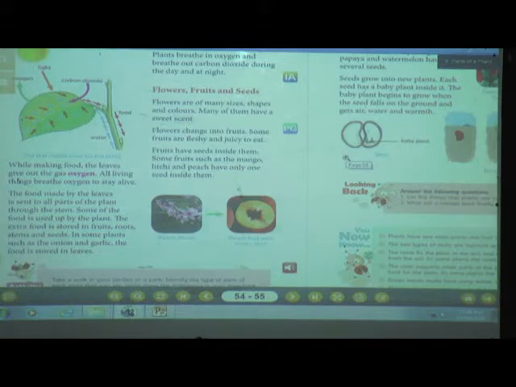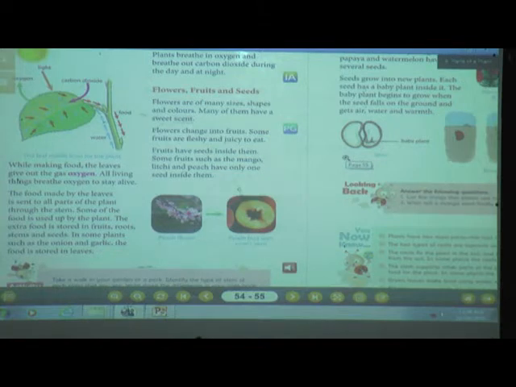My next question. What is the main function of a flower? Tell me. Yes, flowers help a plant to make more of its own kind. I'll repeat again. Flowers help a plant to make more of its own kind.